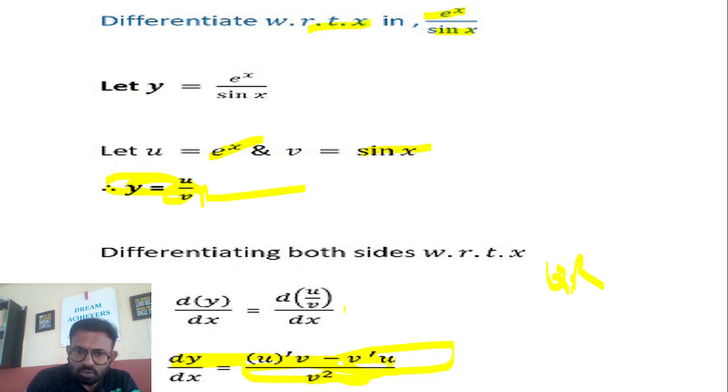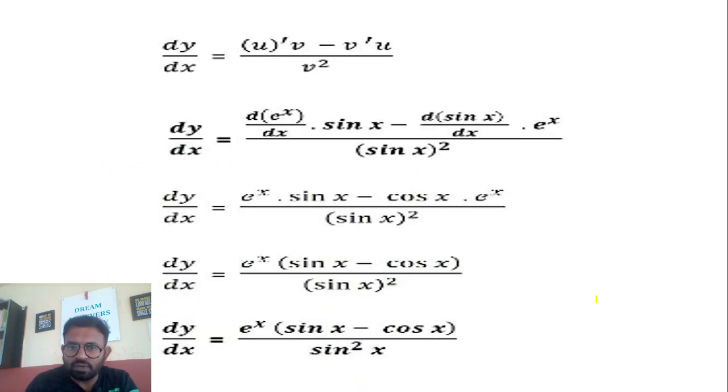So we need to differentiate according to the quotient rule. This is a very important one. So how to differentiate? As we know, the formula is u dash into v minus v dash into u, by v square. Dash indicates the differentiation of u and differentiation of v. So let me differentiate this.